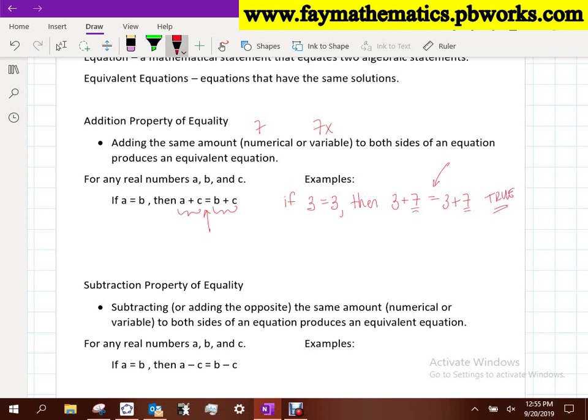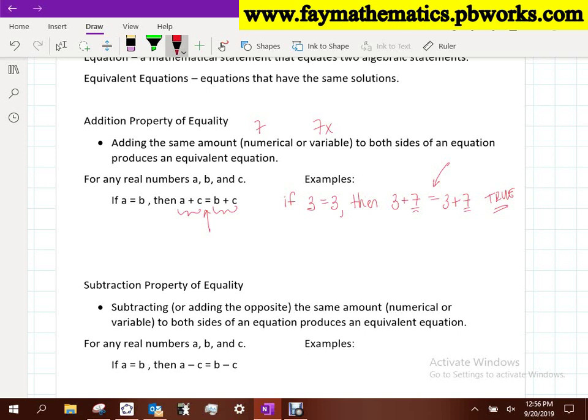Is 3 plus 7 still equal to 3 plus 7? Yes. Okay. Now, it's a different amount. It's 10 equals 10 now versus 3 equals 3, but it's still true. And that's what we're looking for. That's the idea: my original equation, 3 equals 3, and my new equation, 10 equals 10, though they're different, they're still both true.